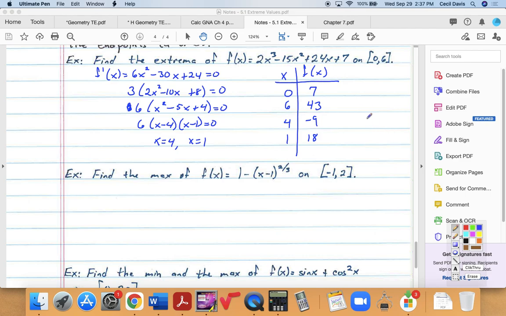Okay? So the maximum is f of 6, which is 43. And the minimum is f of 4, which is negative 9. So we identified who's a candidate, and then we just counted the votes, basically. Right? Who got the most votes? Who got negative votes? Okay, the analogy kind of breaks down there, but you get the idea.